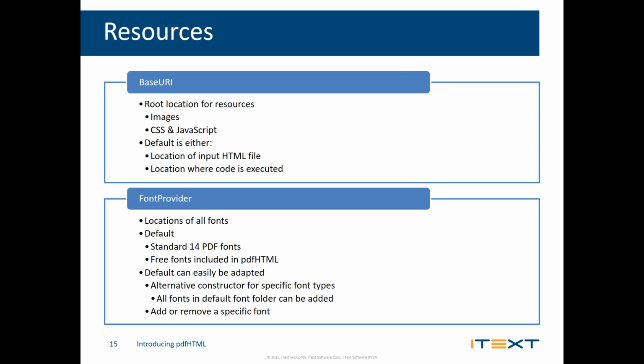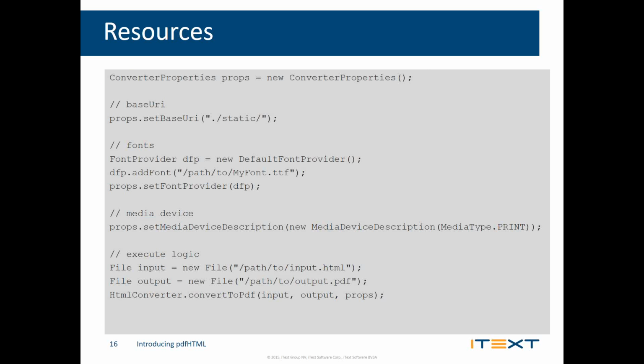So the URI is just simply saying where all of my external resources that are not in the HTML file, like images, like extra CSS, are. So it doesn't have to be in the same file as your HTML file if you don't want it that way. Then font provider is if you want to use non-standard fonts, you have to specify it in the configuration properties, and we allow for easy adaptation, so registering a custom font is quite easy to do. As you can see here, everything's stored in the converter properties, and it's as simple as calling a few set methods.